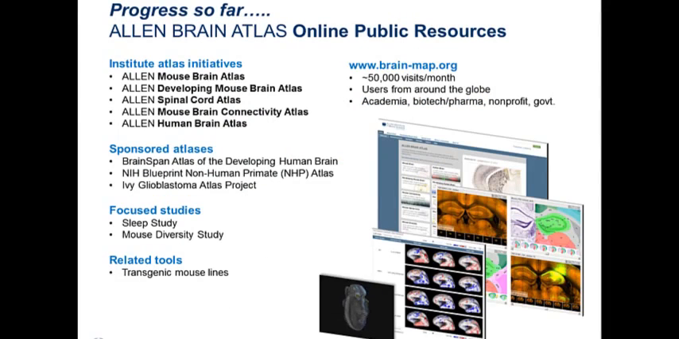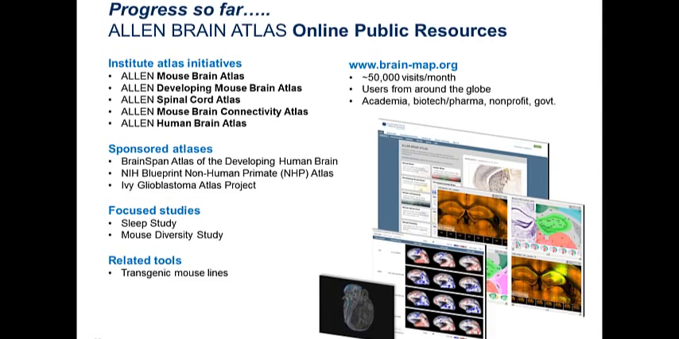So far, what we have online that are resources for you to use are Institute Atlas initiatives, which is the Adult Mouse Brain Atlas, the Developing Mouse Brain Atlas, and the Spinal Cord Atlas. That's a mouse atlas as well that has both a juvenile and an adult stage. Those three atlases are in situ hybridization data, and I'll talk a little bit about that.